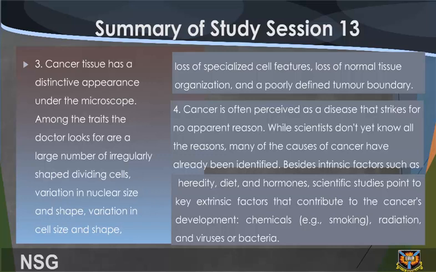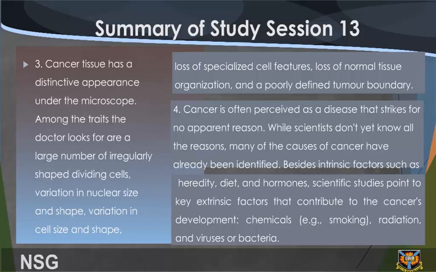3. Cancer tissue has a distinctive appearance under the microscope. Among the traits the doctor looks for are a large number of irregularly shaped dividing cells, variation in nuclear size and shape, variation in cell size and shape, loss of specialized cell features, loss of normal tissue organization, and a poorly defined tumor boundary.